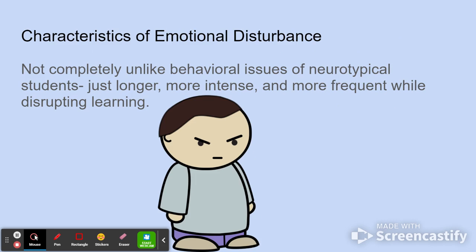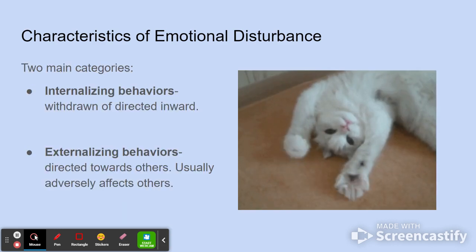Characteristics of emotional disturbance. They're not completely unlike behavioral issues that neurotypical students might exhibit. It's just that they're more frequent, they're more intense, and they last for longer, and they're disrupting a student's learning. Some characteristics of emotional disturbance come in two main categories.